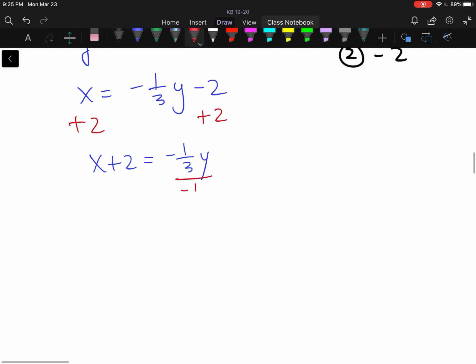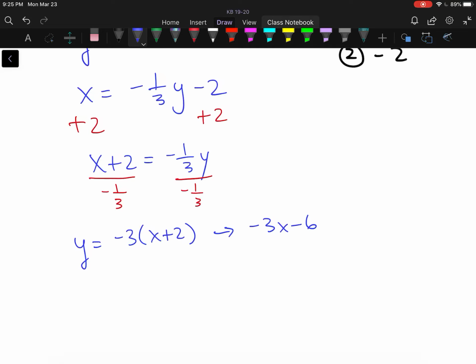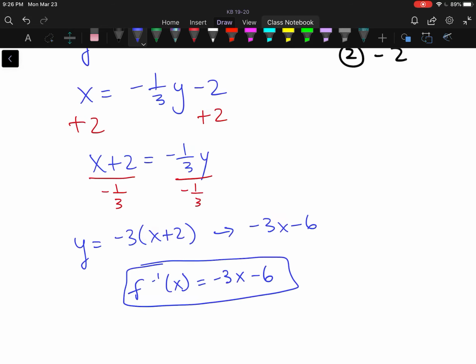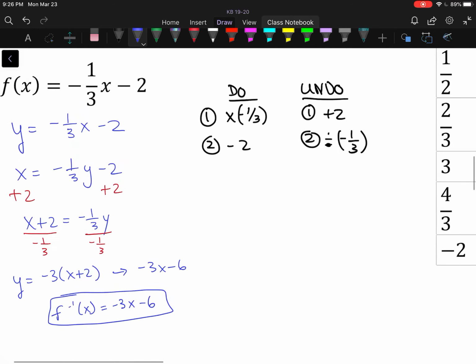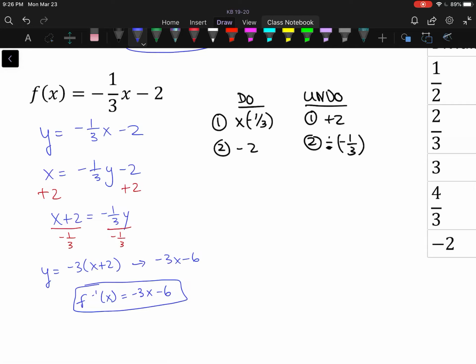When we divide by -1/3, remember that it's the same thing as multiplying by the reciprocal. So that means that we're going to have y equals -3 times x plus 2. I would probably go ahead and write this one as -3x minus 6. So our final answer would be the inverse of f of x equals -3x minus 6. Okay? All right, on to the next example.